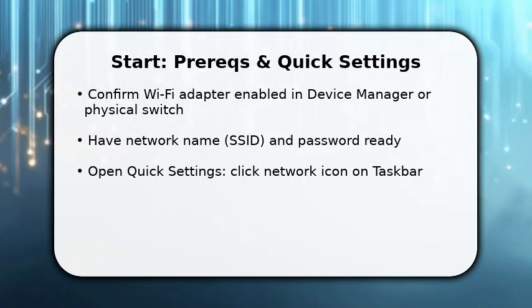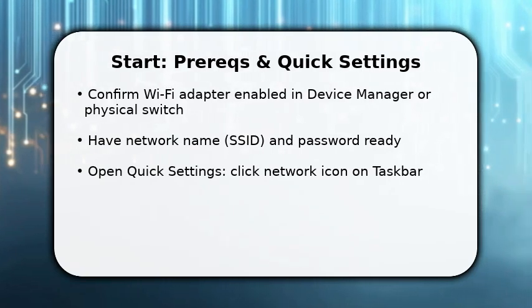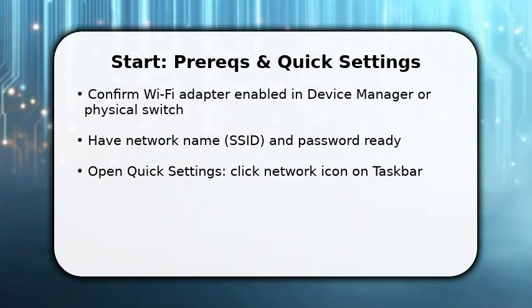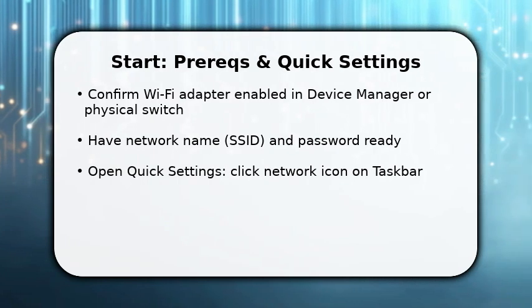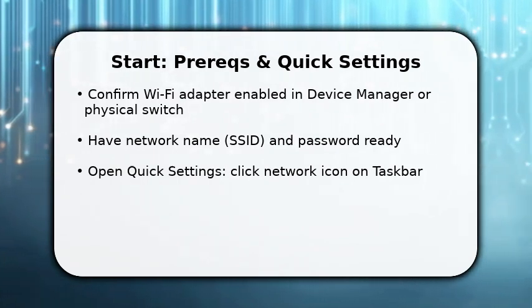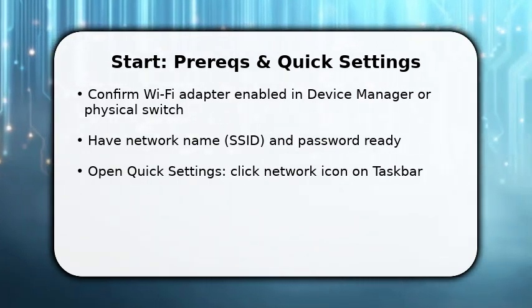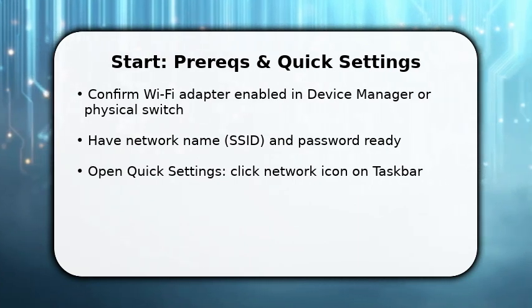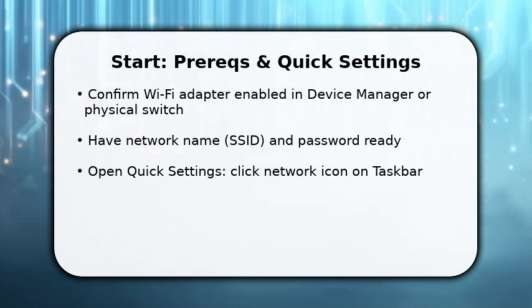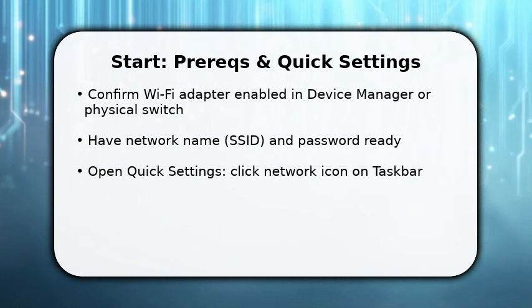You're ready to begin. Confirm the Wi-Fi adapter is enabled and you have the SSID and password. Click the network icon on the taskbar to open Quick Settings. If airplane mode is on, turn it off. This restores wireless radios. Make sure Bluetooth or VPN won't block scanning.